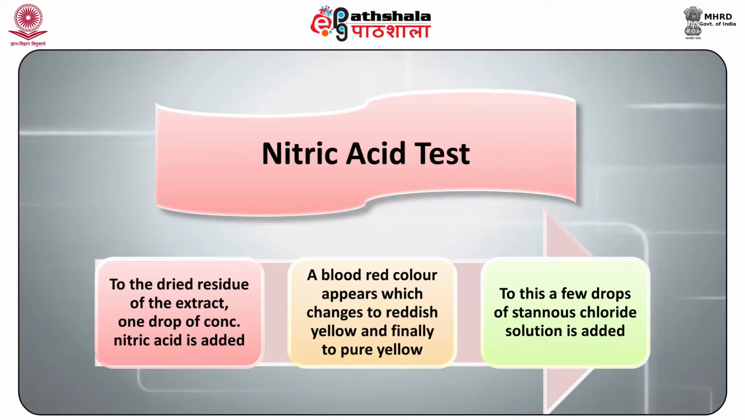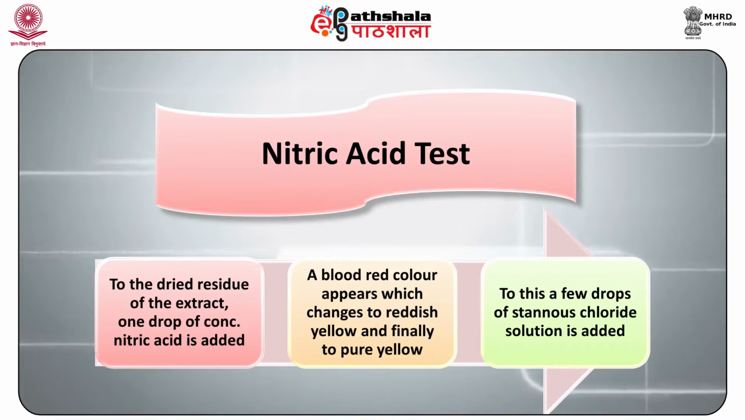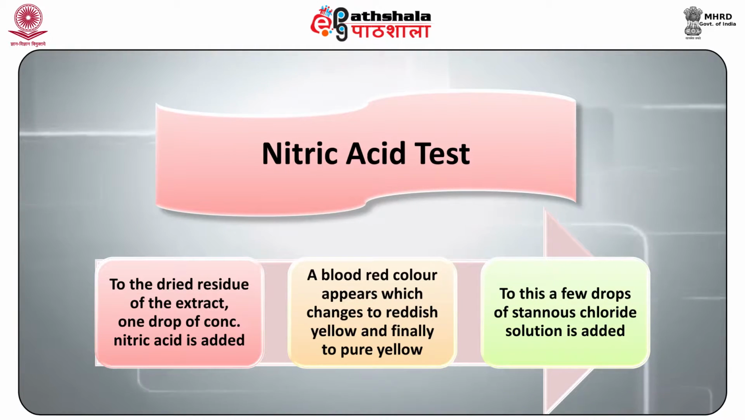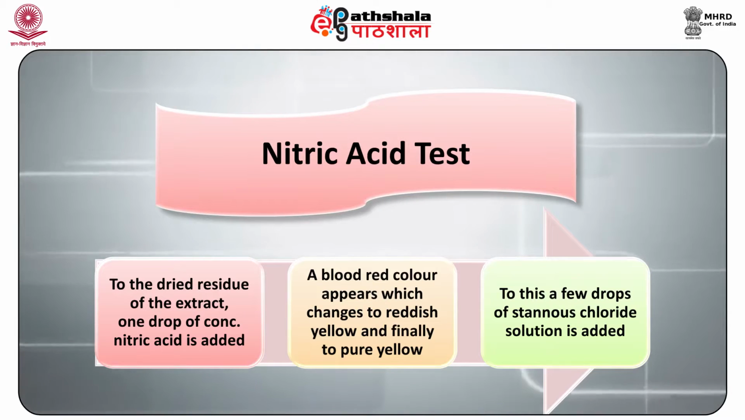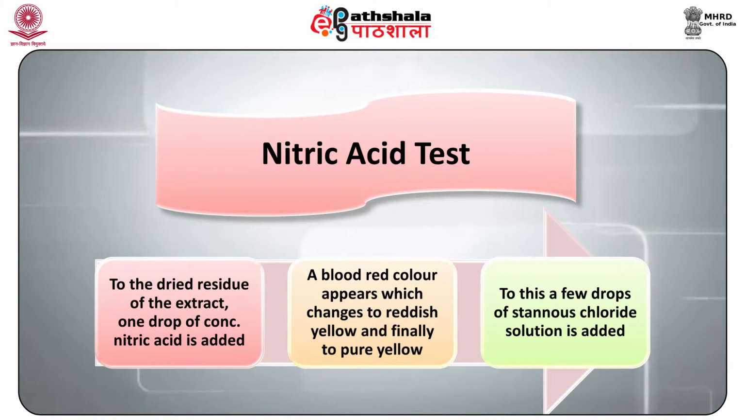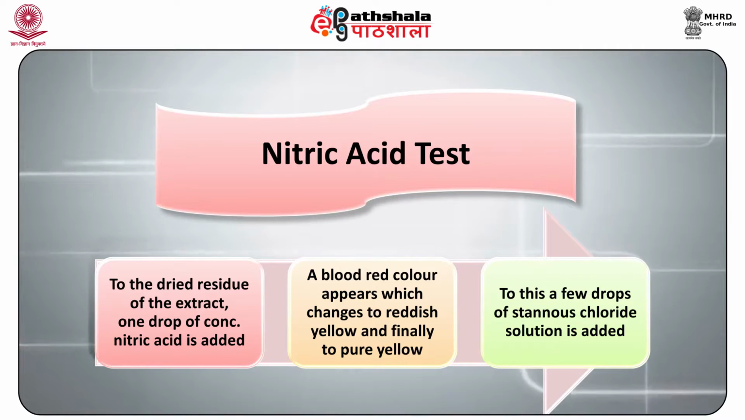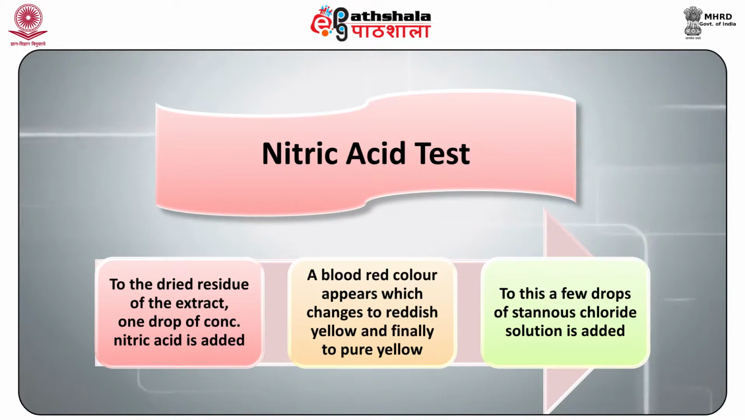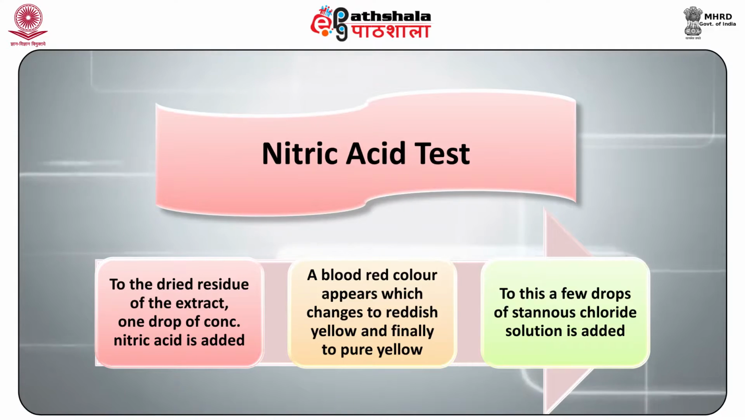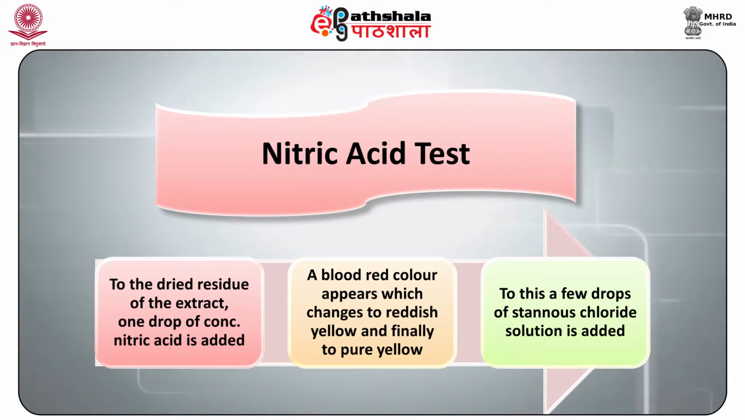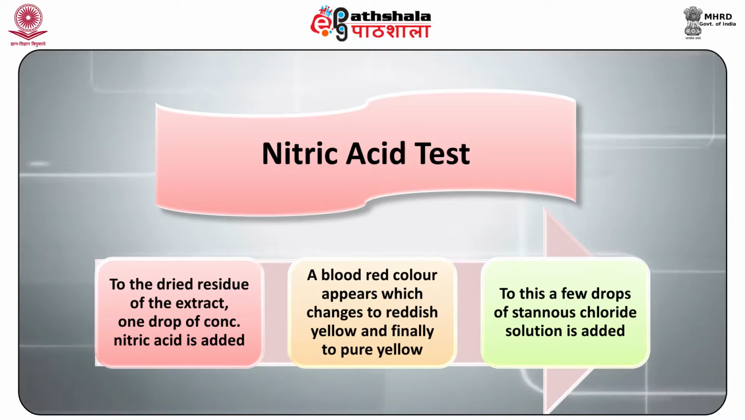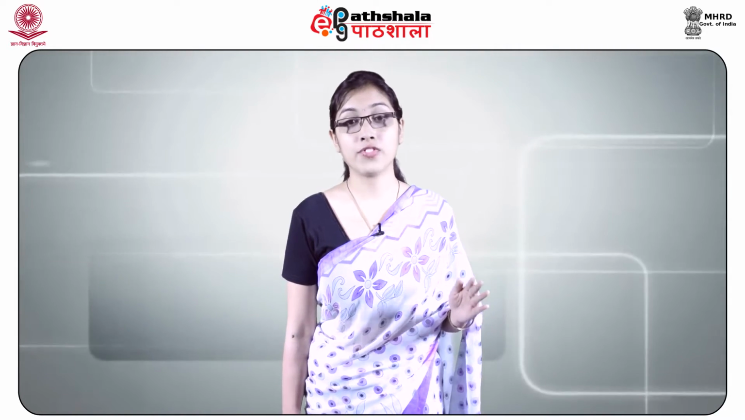Now, test for brucine, starting with the nitric acid test. To the dried residue of the extract, 1 drop of concentrated nitric acid is added. A blood red color appears which changes to reddish yellow and finally to pure yellow. To this, a few drops of stannous chloride solution is added and an intense purple color develops which is destroyed by adding a few drops of concentrated HNO3.